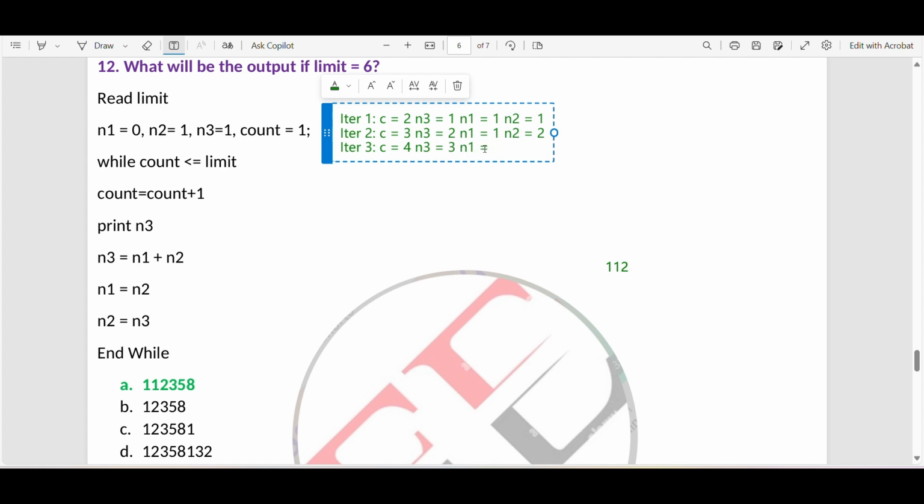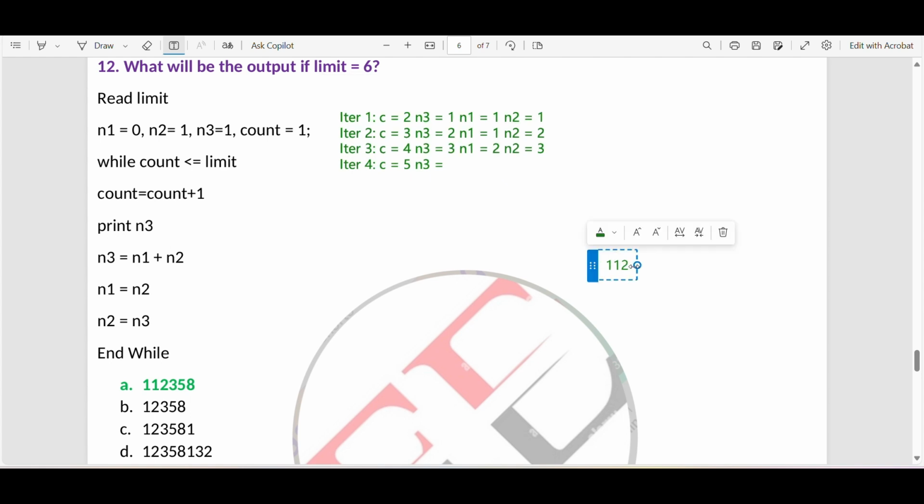So next n1 equals n2. What is n2? It is 2. And n2 equals n3. What is n3 now? 3. So this is also incremented. And the next one is iteration 4. In iteration 4, the count will be again less than or equals to 6 because it is 4. So it is again incremented. And next n3 is printed. So what is n3 here? It is 3. So after 1, 1, 2, we are having 3, right?